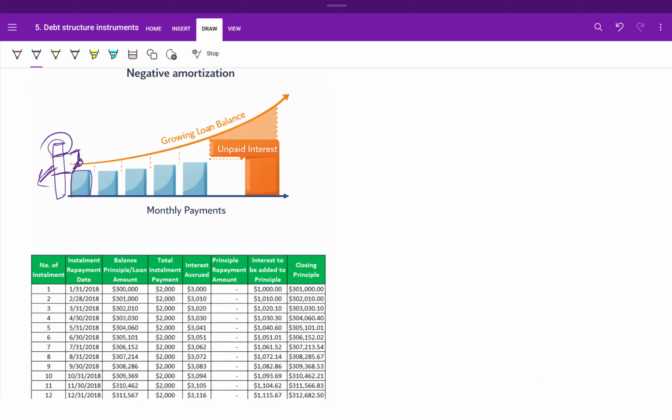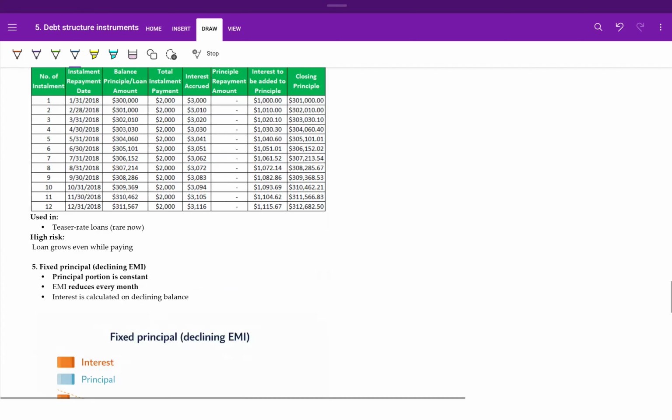Let's not talk about it, as we have time constraints to complete this lecture. I hope you have got the idea of what negative amortization represents. Payments are less than the interest due, unpaid interest is added to the principal, and the loan balance increases instead of decreasing. It's used in teaser rate loans. Now it's very rare in the market, for obvious reasons. The risk grows even while the borrower is paying a little amount.